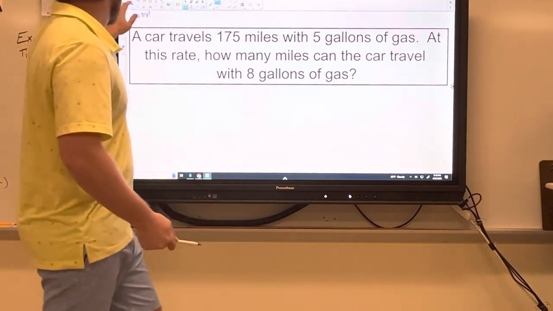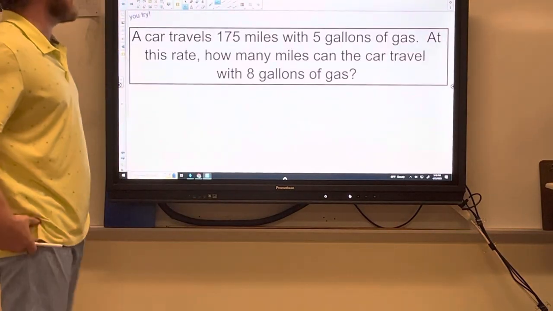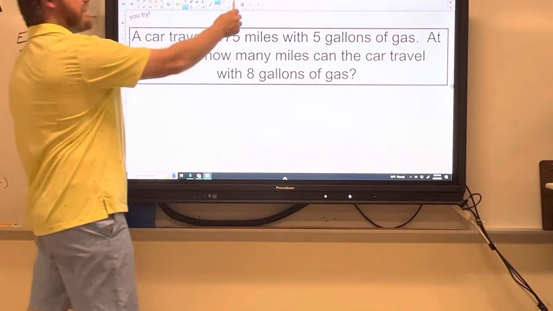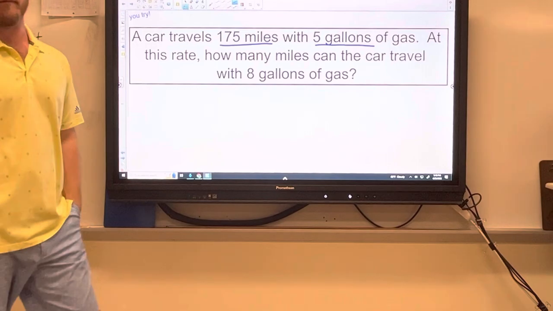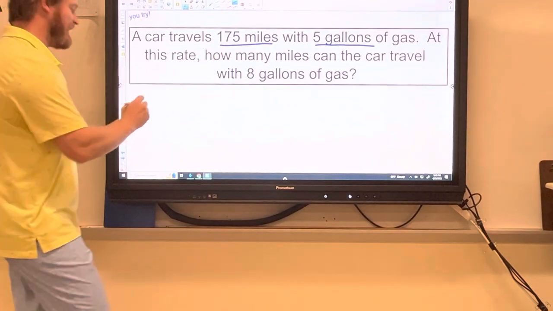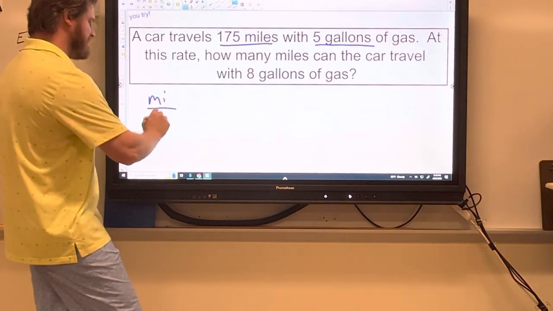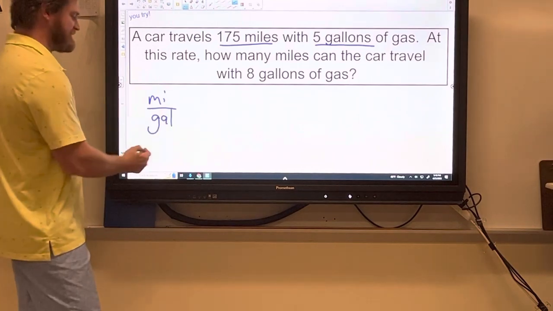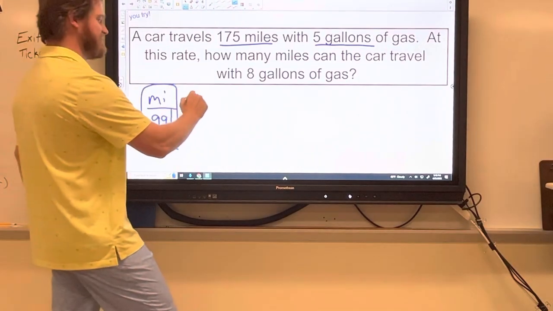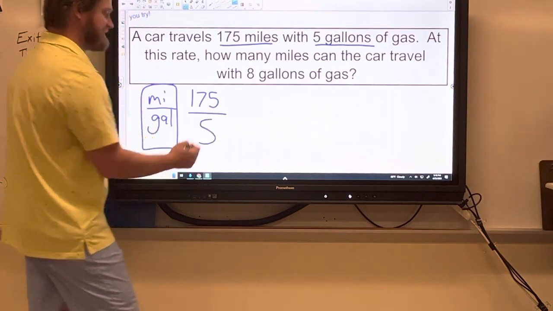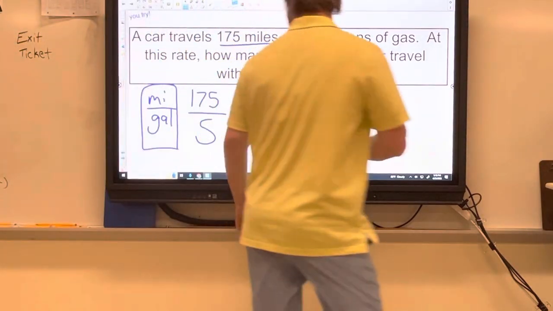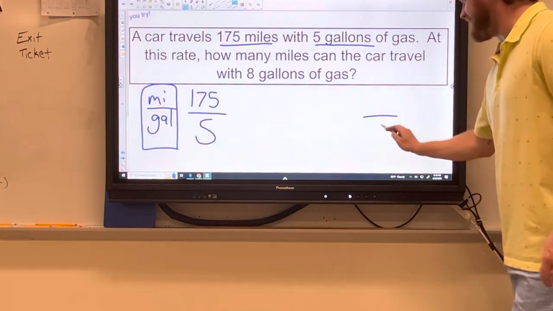All right, last slide, I believe. So let's hopefully get this one right. The units that are being compared, I got miles to gallons. Remember, the units typically follow the numbers. So we got miles we're comparing to gallons. That's our ticket. Now our rate, it says it goes 175 miles on 5 gallons of gas. Eventually, we want to know how far it's going on 8 gallons of gas.